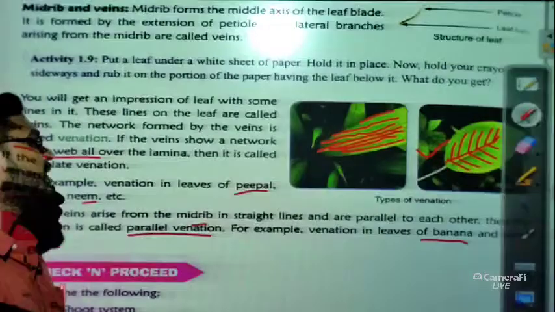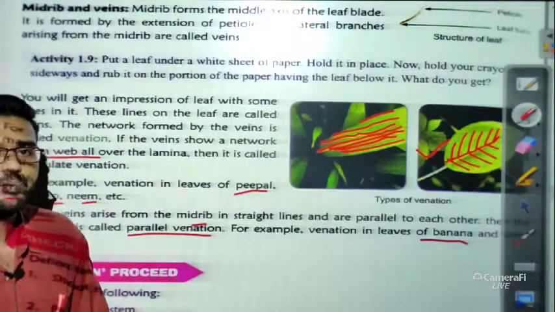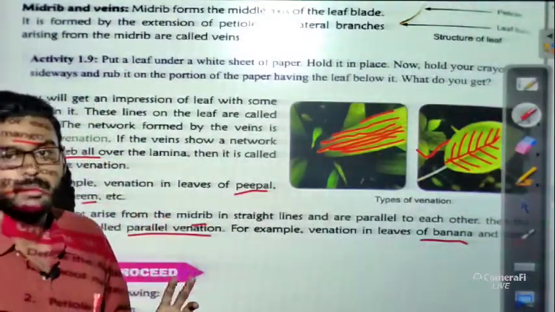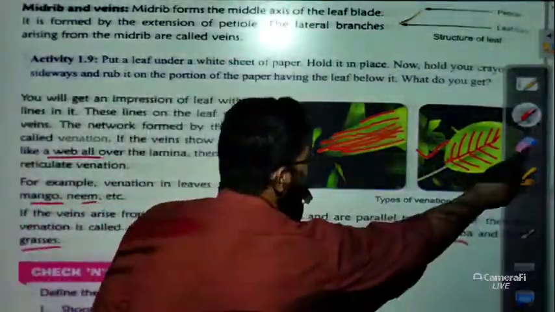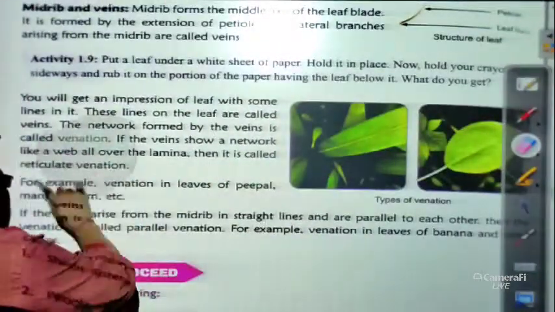Now the main question will come from this. It will be: differentiate between reticulate venation and parallel venation. So what you have to do, you have to remember two characteristics, okay, and two examples. So I hope students it is clear to you. So let me rub all these things.